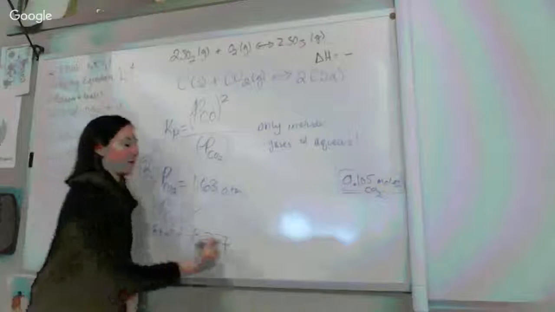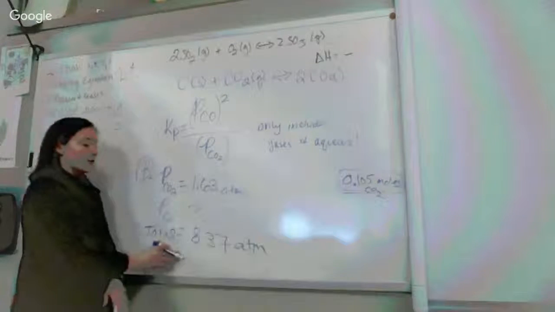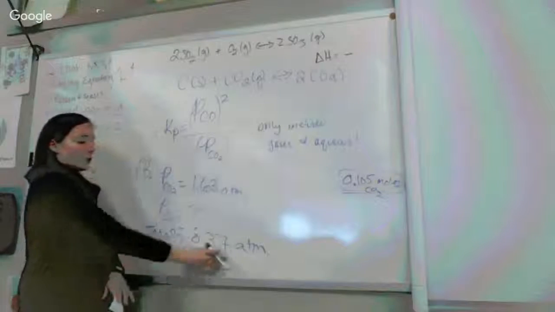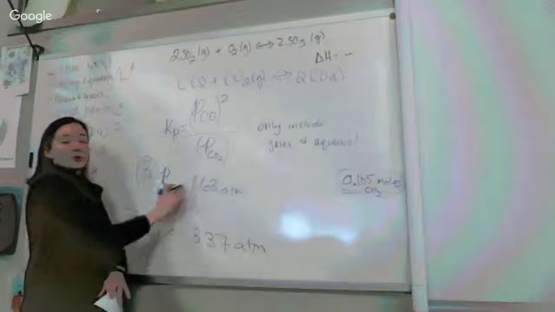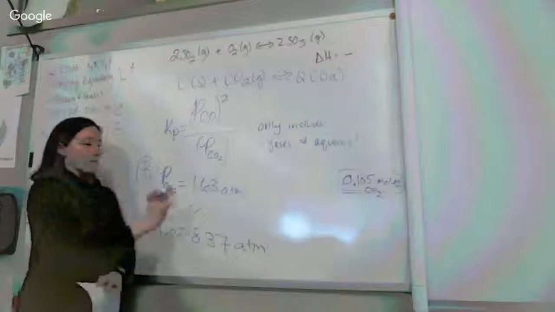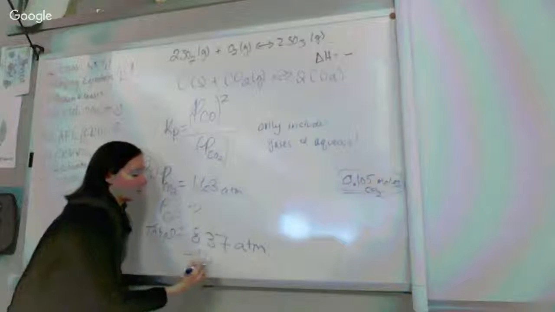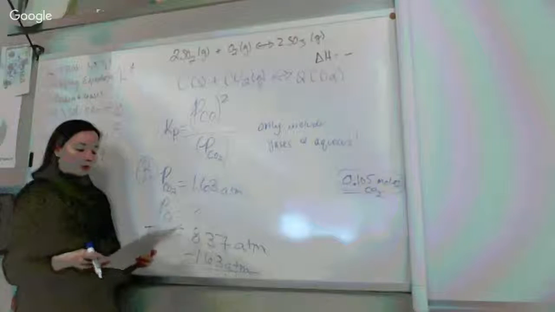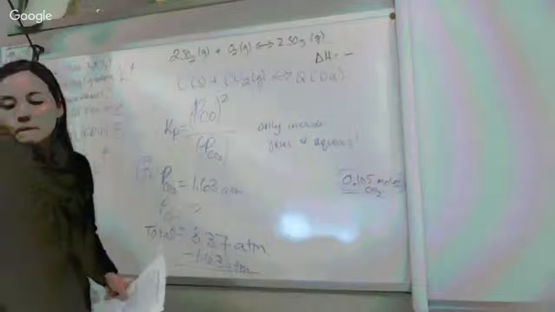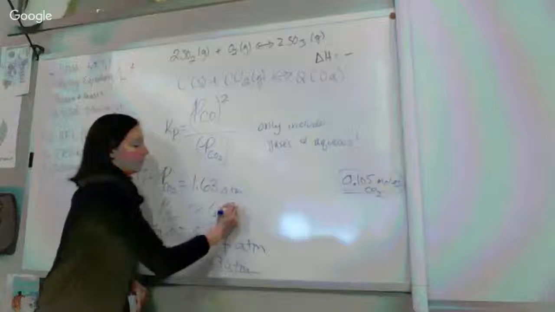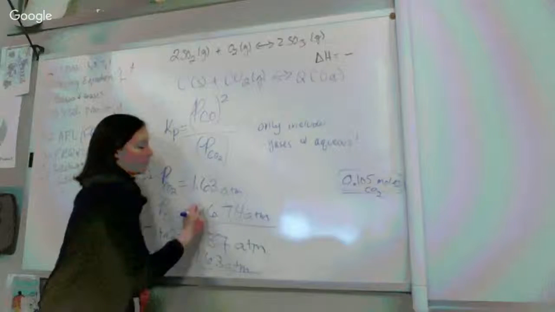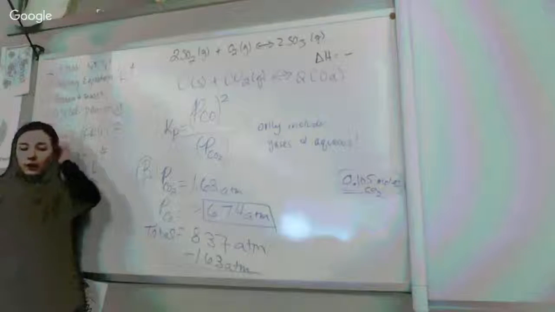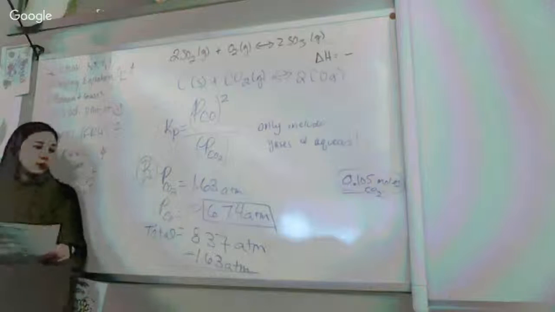So we've got 8.37 atm, and that's my total pressure. And so that pressure is going to be based on both the gases that are in the container. So if my total pressure is 8.37, I can figure out what the two pieces are just by subtraction. Because 8.37 minus 1.63 will tell me what's left over, and then that's my pressure of my CO. So far, so good?